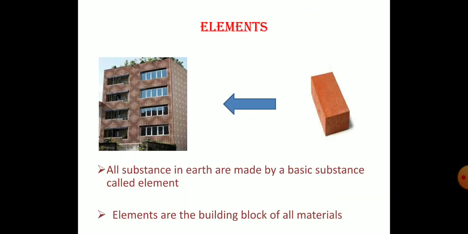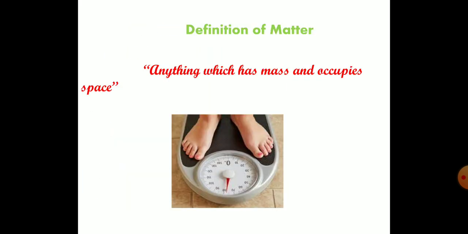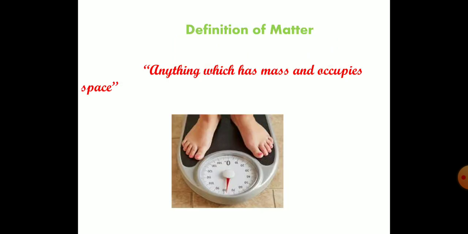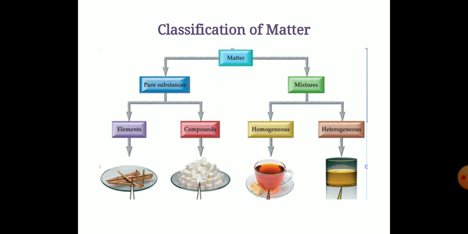Let us have a revision of whatever we have seen in this video. Matter around us. What is matter? Anything which has mass and occupies space is called matter. Then classification of matter. Matter is of two types. One is pure substance and the other is impure substance. Impure substances can also be called mixtures. Then pure substance is of two types. What are they? One is element and the other is compound. Then mixture is of two types. One is homogeneous mixture and the other is heterogeneous mixture.